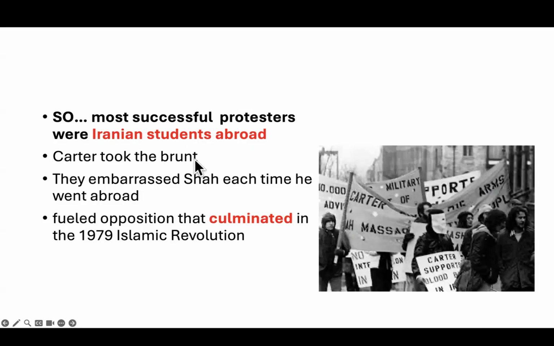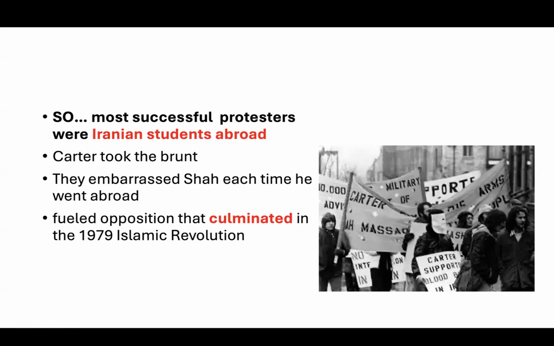Poor Carter, it was like playing old maid. It wasn't his fault. He inherited what came to pass as an embarrassment for him and for the Shah when the Shah visited Washington, D.C. And so very much the students got swept up in protest and swept into the 1979 Islamic Revolution. It's not like they were Islamic, but these are the little practical jokes that get played in the flow of history.